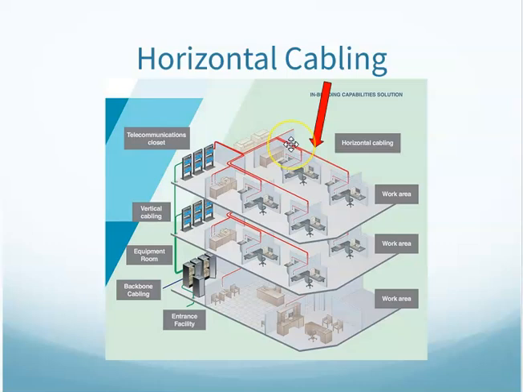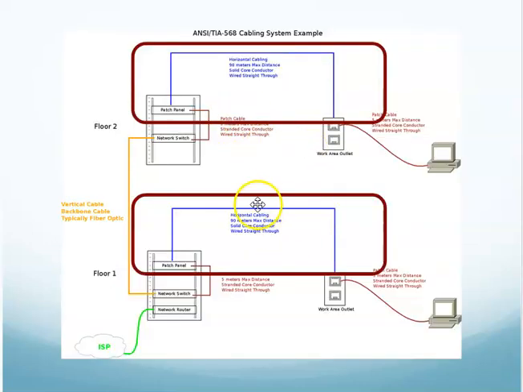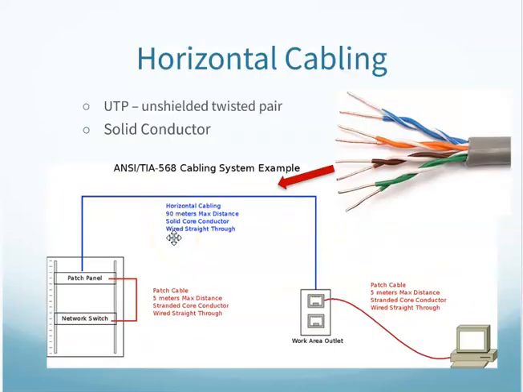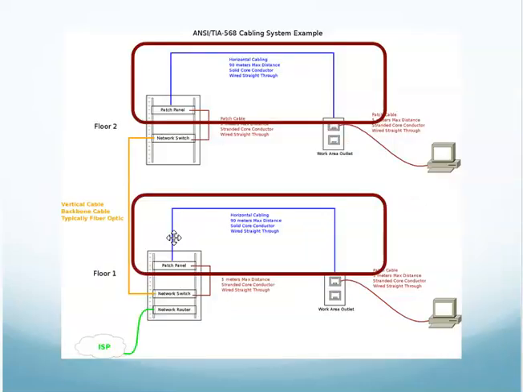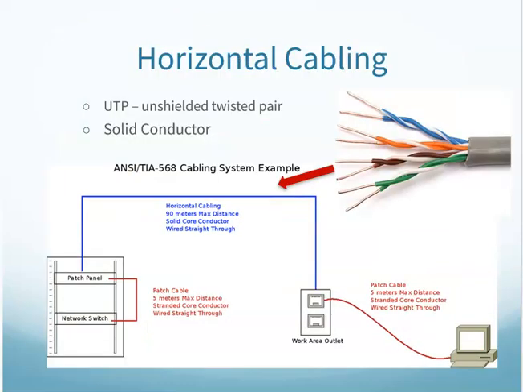So horizontal cabling coming back into the closet. That is your TR. Your TR is the interface between those two, this backbone cabling and the horizontal cabling. That's the job of the TR.